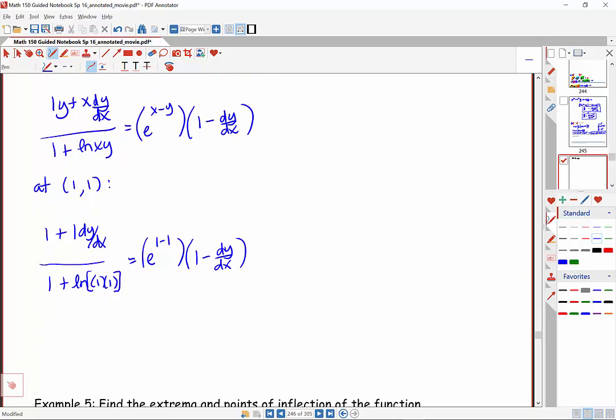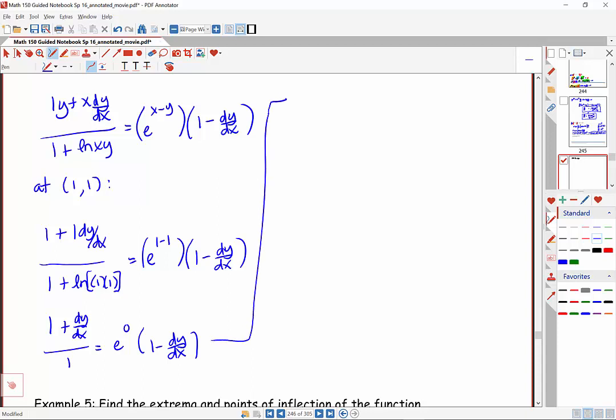And then we need to isolate our dy dx. So natural log at, well, 1 times 1 is 1. Natural log at 1 is 0, right? So this is going to give us 1 plus dy dx over 1 is equal to e to the 0 times 1 minus dy dx. E to the 0 is just 1. So we will have 1 plus dy dx on the left is equal to 1 minus dy dx on the right.